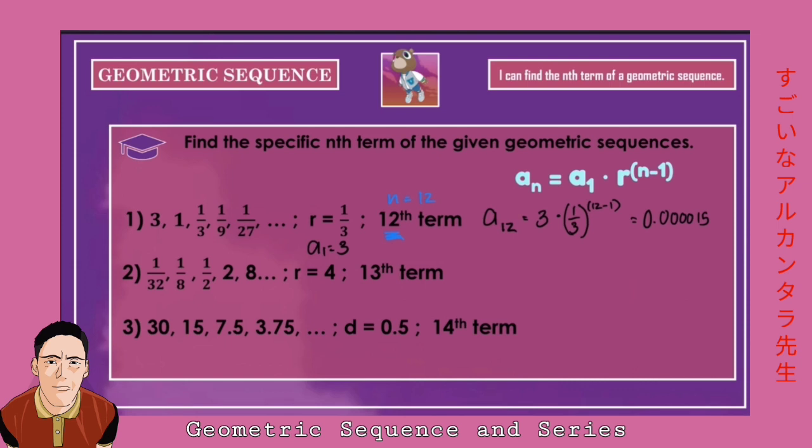It's complicated. Why did I choose so many fractions as examples? You have here r is equal to 4. First term is 1 over 32. Oh my god, another fraction. So a sub 13 is equal to 1 over 32. Then we will multiply this by the common ratio 4.